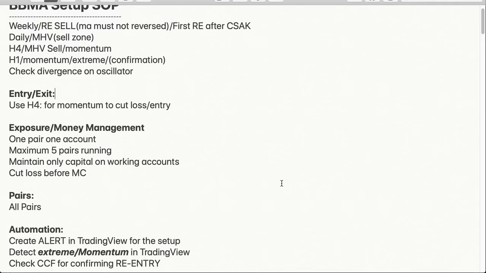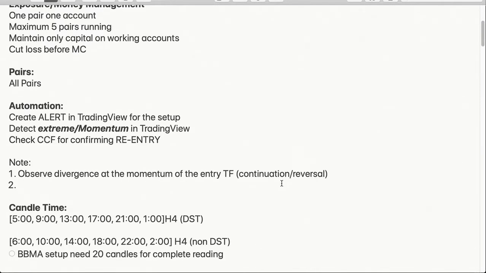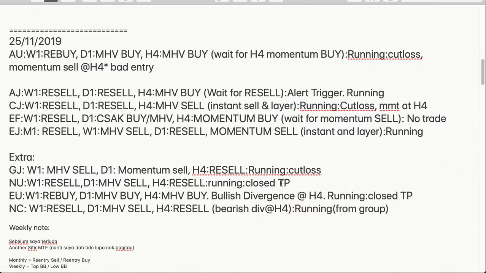Okay, so as usual, let's review our last week trade for the week of 25th November. So last week we have 5 trade review and we took additional 4 extra trade from the support group. So the first trade we have was AUD USD. I was having a bad trade for this one because I entered before there was any momentum buy. This is supposed to be a buy trade, but there was not a momentum buy. So I enter on the MHV, but there is no confirmation yet, so I have to cut loss on the first trade.